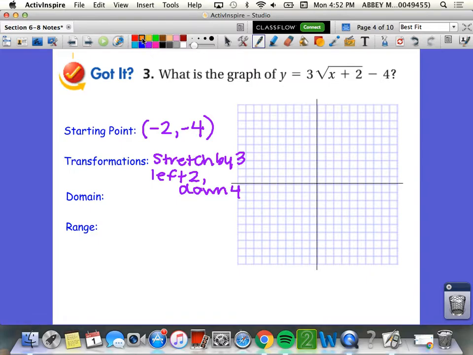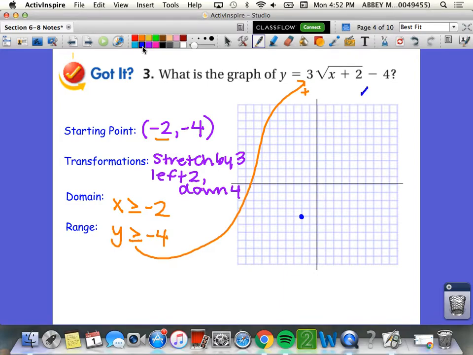My domain here would be X has to be greater than or equal to negative 2. Again, what's going to make this inside right here go to 0? That would be a negative 2. Or you can think of it as your H value for your starting point. Same thing for the range, but in this case, Y is going to be greater than or equal to negative 4. Why is it greater than? Because my A value is positive. So I'm going to go ahead and graph my starting point, negative 2, negative 4.